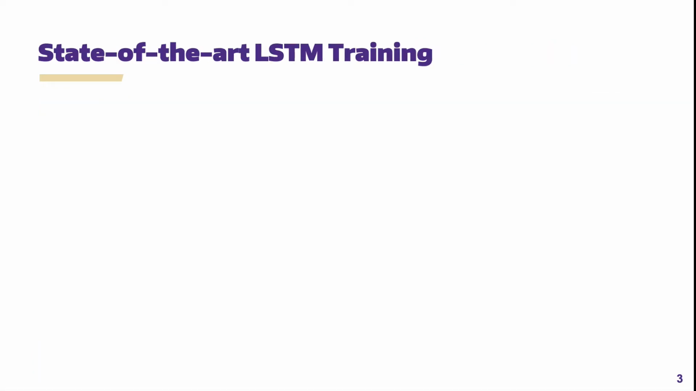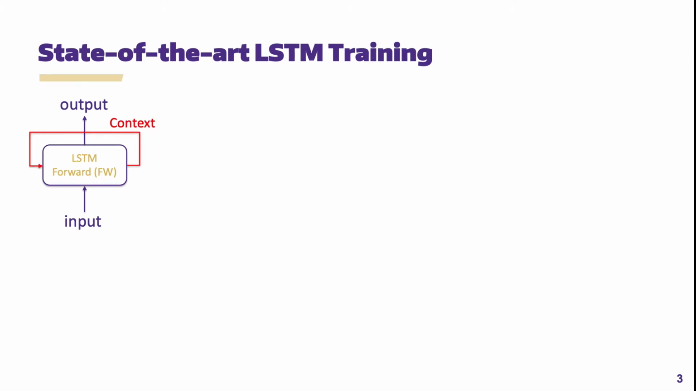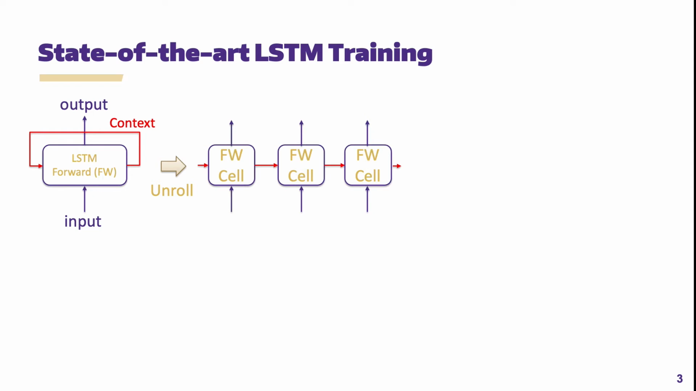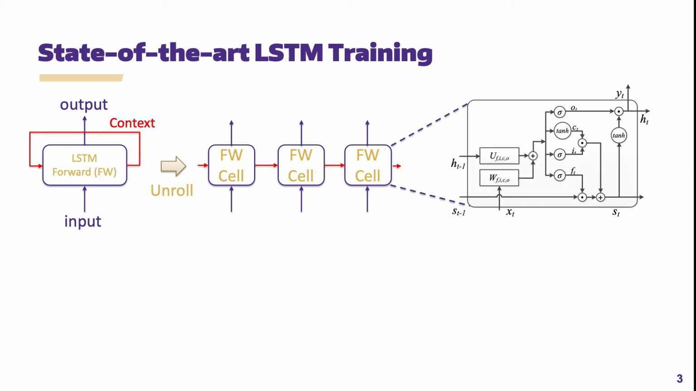Let's take a look at how the state-of-the-art training for an LSTM layer is conducted. The LSTM layer should first perform the forward execution, which takes the input to generate the output. Unlike a CNN, it also needs a historical output as another input to pass the context information back. Generally, an LSTM forward layer can be unrolled into a sequence of cells, and each cell takes only partial inputs and context to produce partial outputs. The cell computation is shown in the zoom-in figure here.